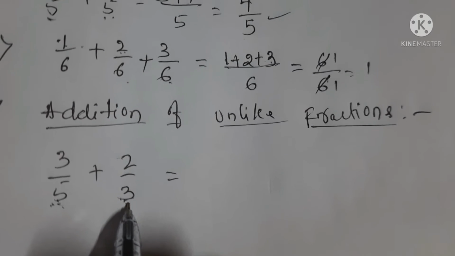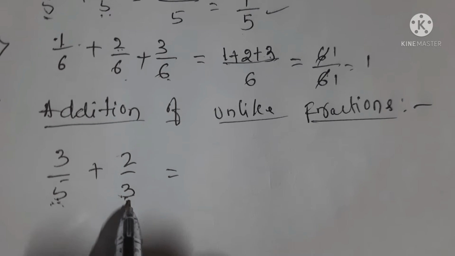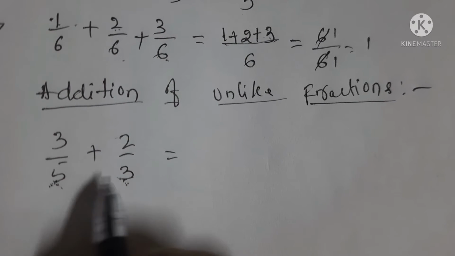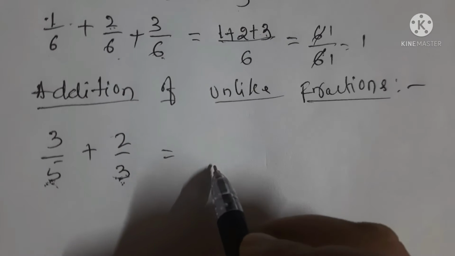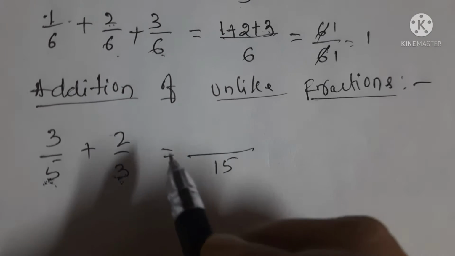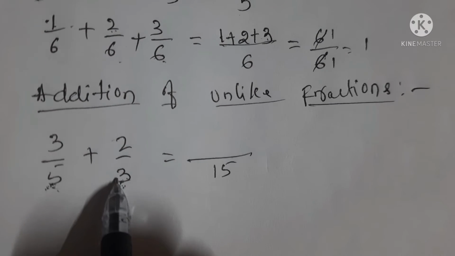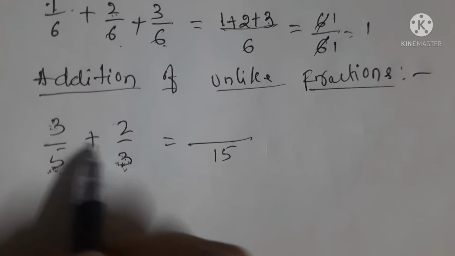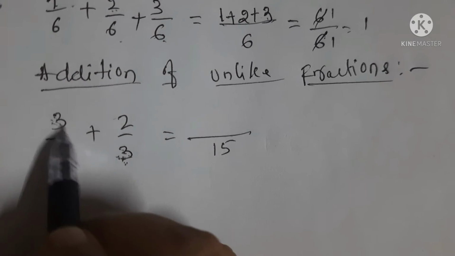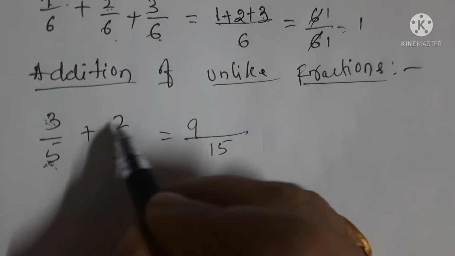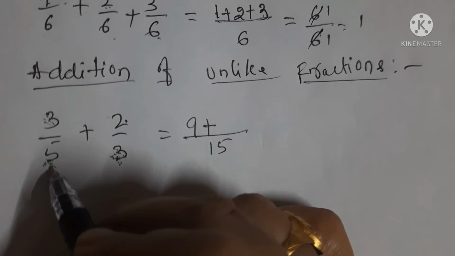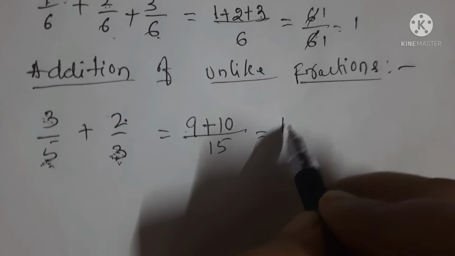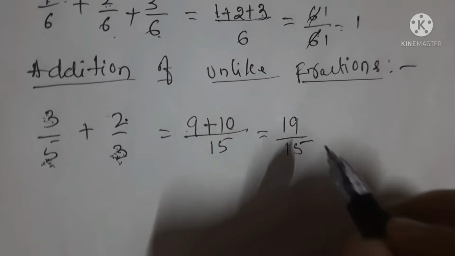Like this, if you are given any unlike fractions like these, then you can do it very easily. We'll see how. Directly you multiply both denominators: 5 3s are 15. By this, both will be multiplied opposite, you have to multiply on the opposite sides. 3 3s are 9 plus 2 5s are 10, equal to 9 plus 10, 19 by 15.